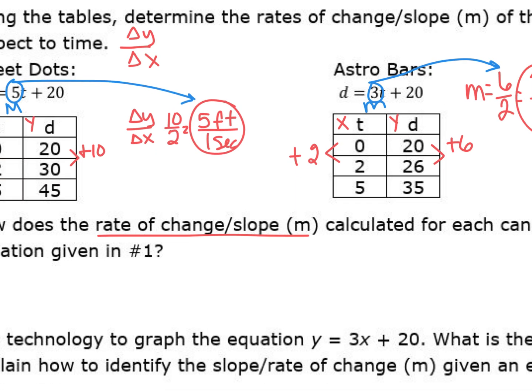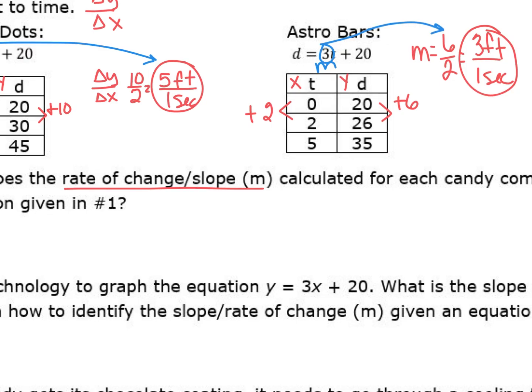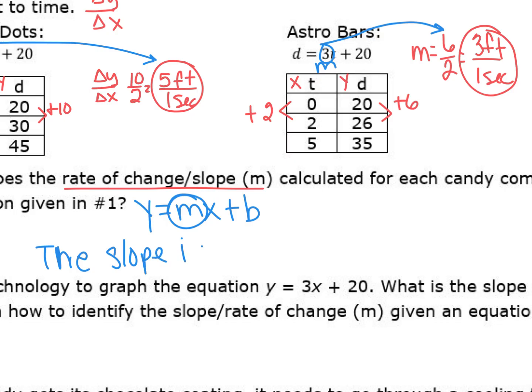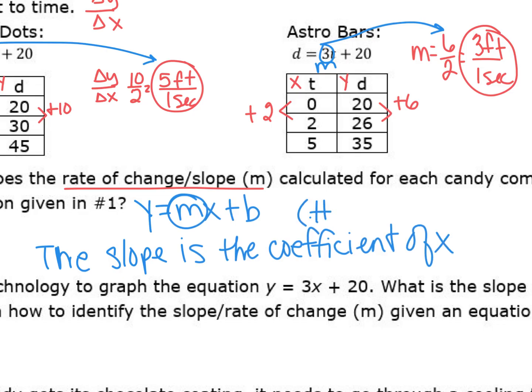So where do we see the slope in an equation? I want you to realize that this is y equals mx plus b. So here is our slope. Our slope is always next to what letter? The variable. What do we call a number next to a variable? Do you remember from Unit 1? The coefficient of x, or the number in front of x.